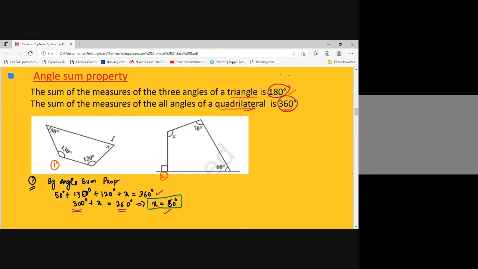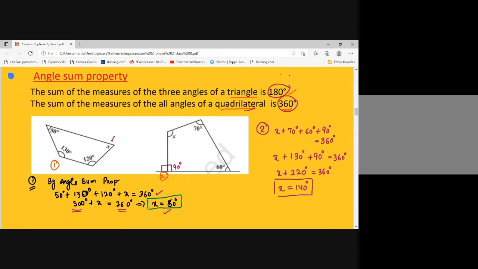Yes, ma'am. Got it. So in the same way, when you come to the second question, you can see this is 90 degree. Yes, ma'am. So this is also a quadrilateral, so x plus 70 plus 60 plus 90 is equal to 360 degree. So x plus 130 degree plus 90 degree is equal to 360 degree. So x plus 220 degree is equal to 360 degree. Arohan? Yes, ma'am. So x is 140 degree. So the answer for this question is 140 degree.